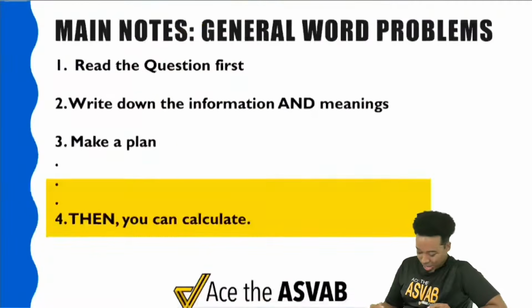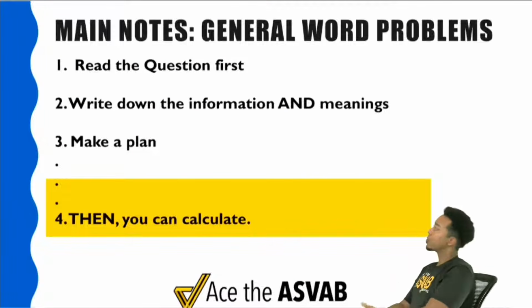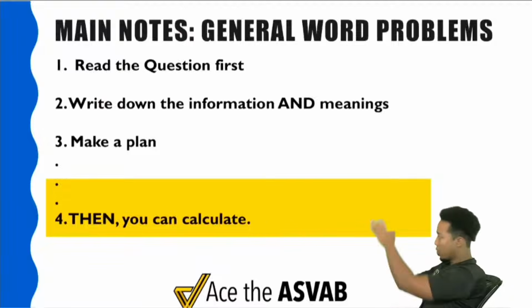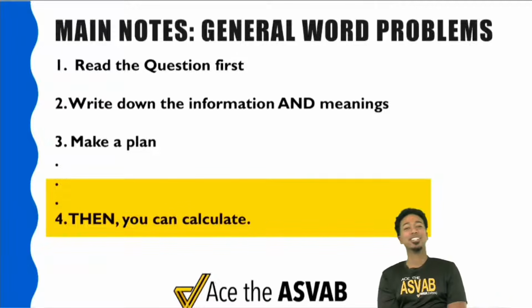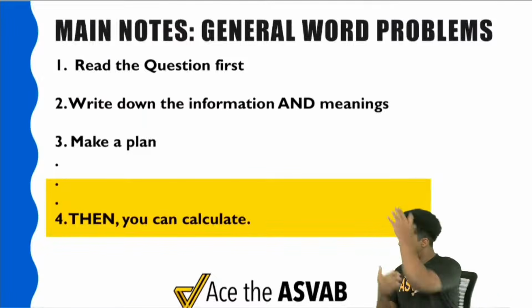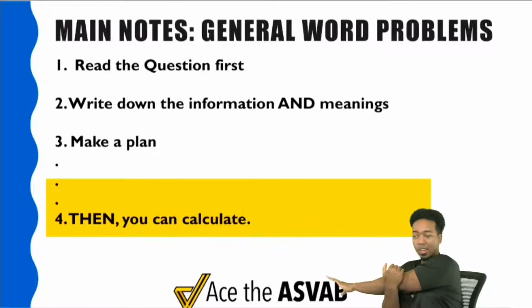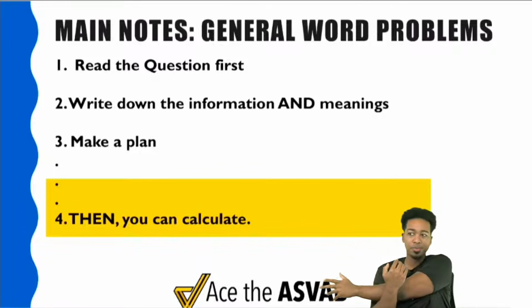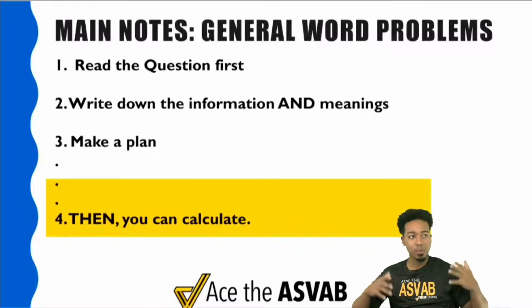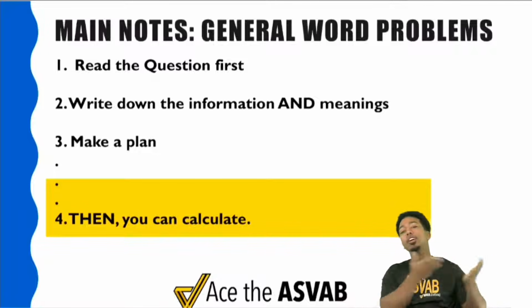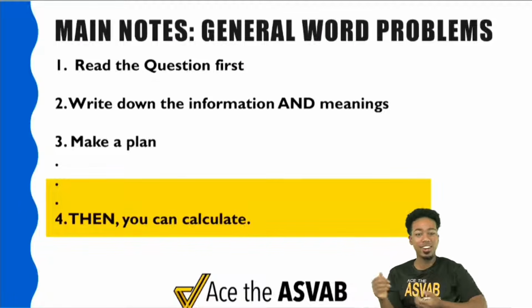So let's go ahead and get this in here. Here are our main notes. General word problems. Here we go. So I'm going to really outline these 3 main steps. And in yellow, we have our 4th step, which really isn't even a step. It's more like a clearance. It's more like, okay, here's a blessing. You're good to go now.